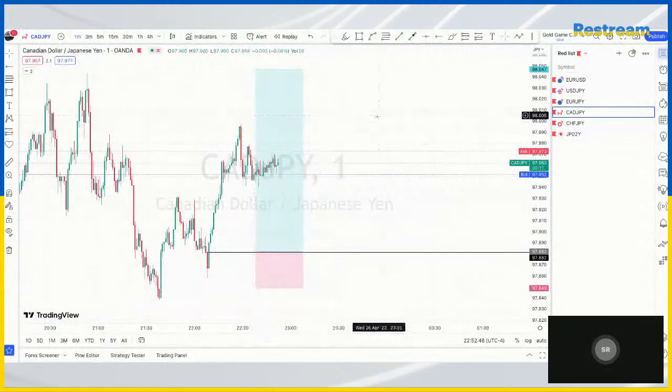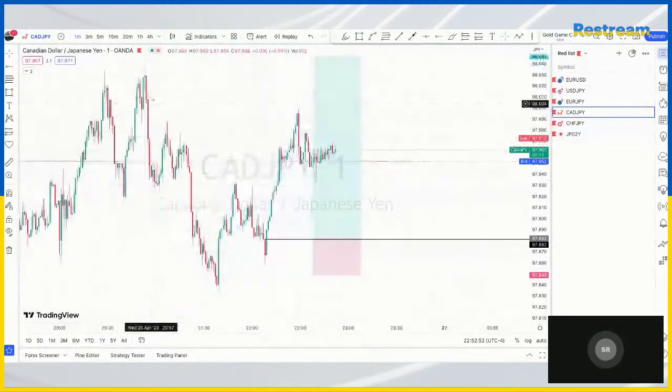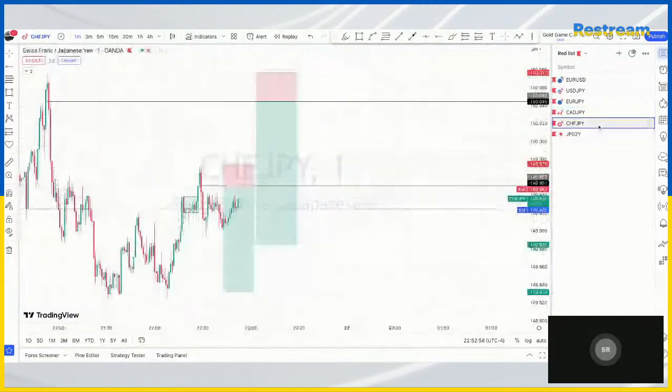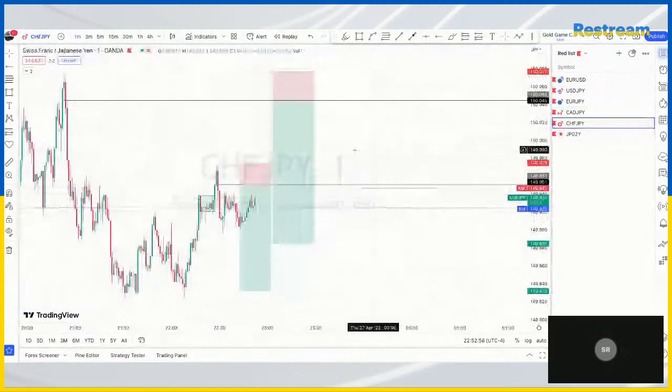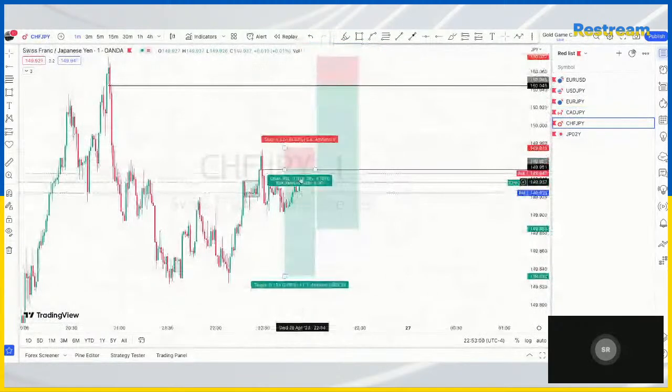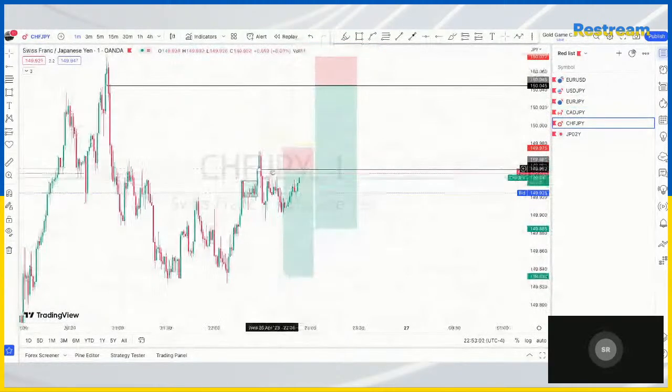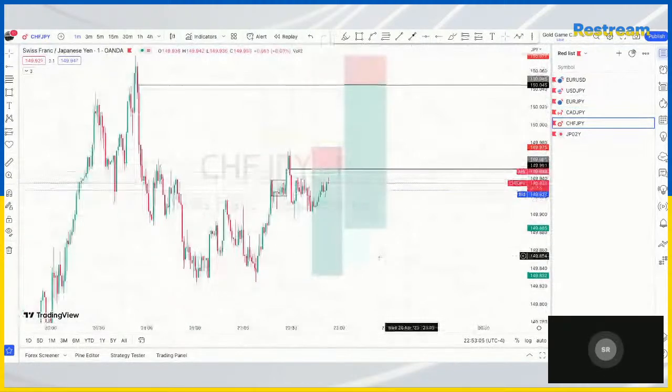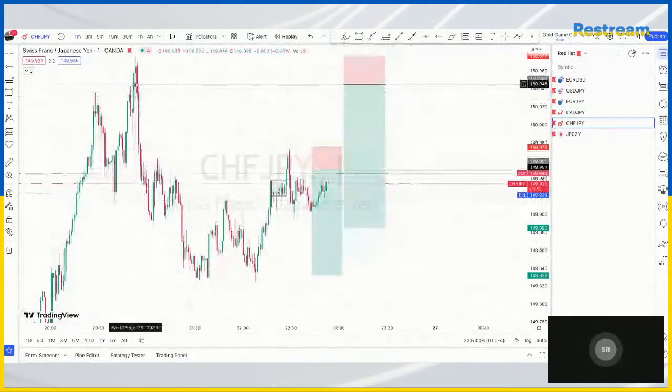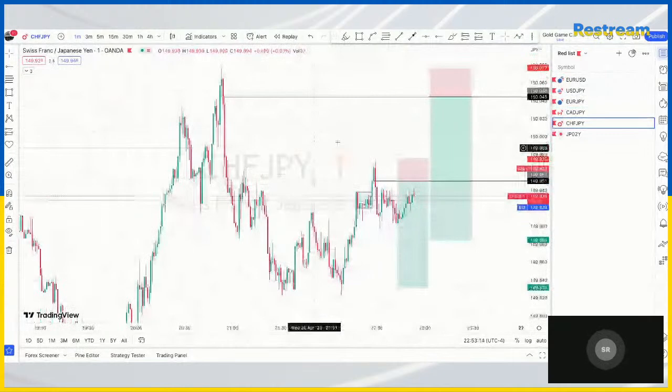So even though, yes, it's a good trade and all, I was late in it, so I did not do anything with it. So here, CHF JPY is coming back up to the banker candle. So we'll see what it does. Then there's one above here. Also massive imbalance in here too.